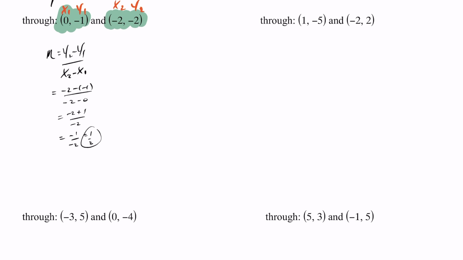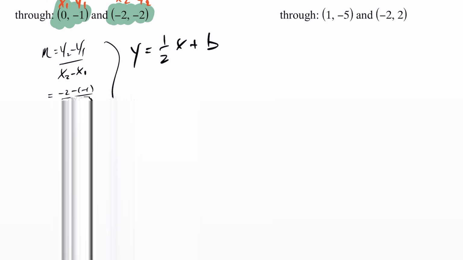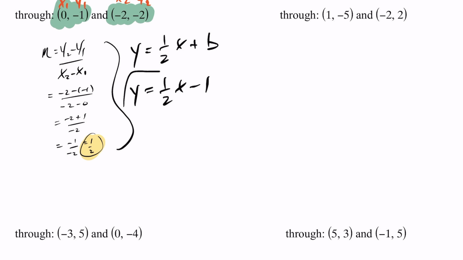Now that I've found the slope of 1/2, I can go to my equation, and now my equation is y equals 1/2 x plus b. I now want to solve for my b value. Now this question is a little bit easier because they actually gave us my y-intercept already. So I already know that my y-intercept is -1. So we are done, and the answer is y equals 1/2 x minus 1, and that is it.